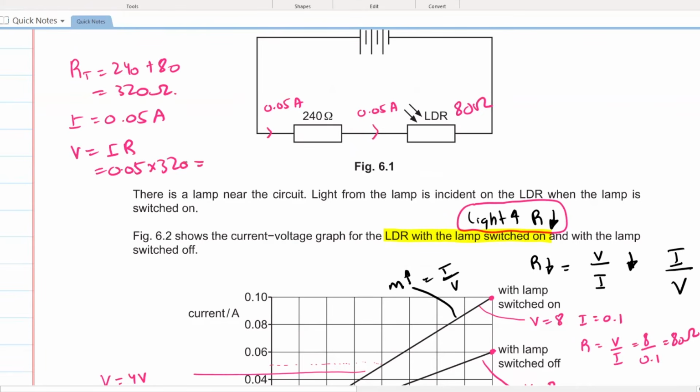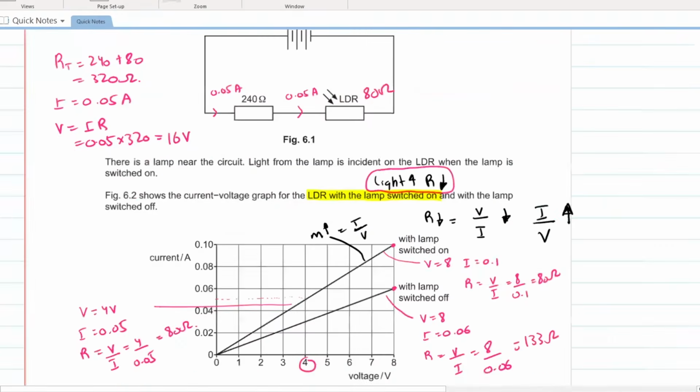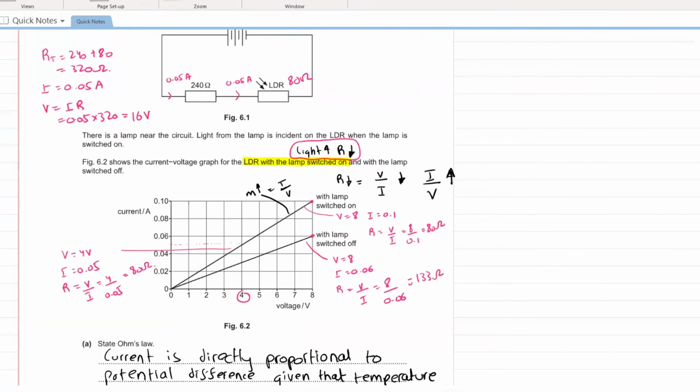Can you guys calculate this answer? 0.05 into 320. This comes out to be 16 volts as your electromotive force. Any ambiguities in this entire question number 6? Ask right away.